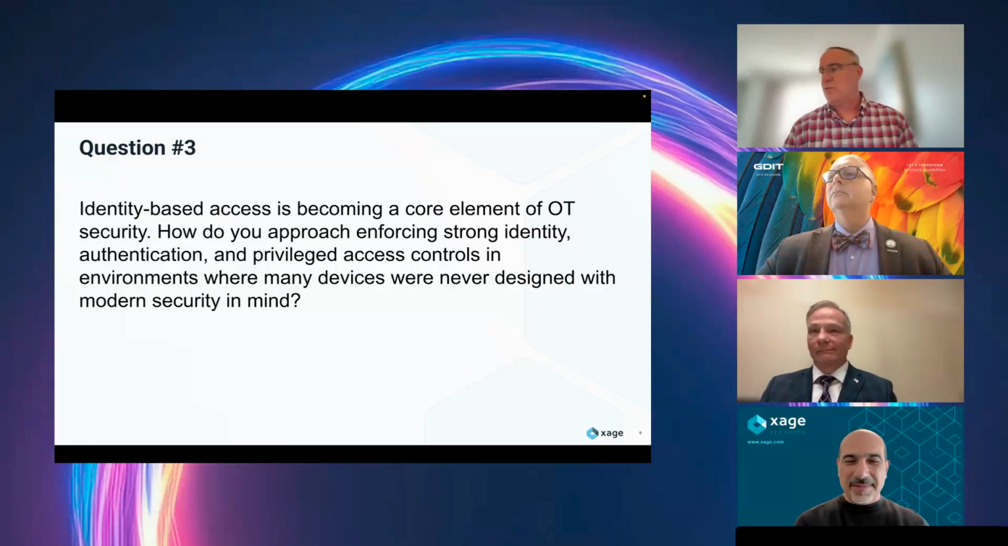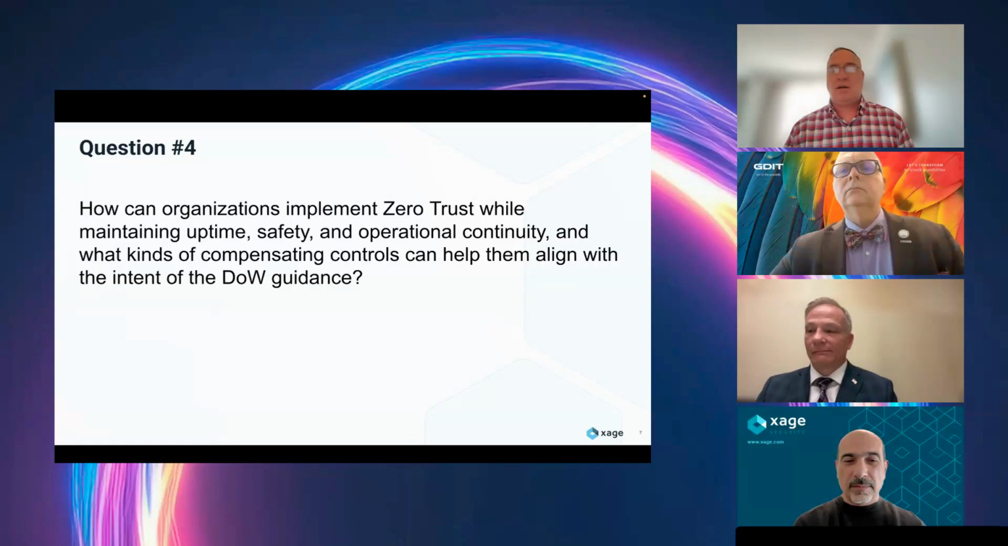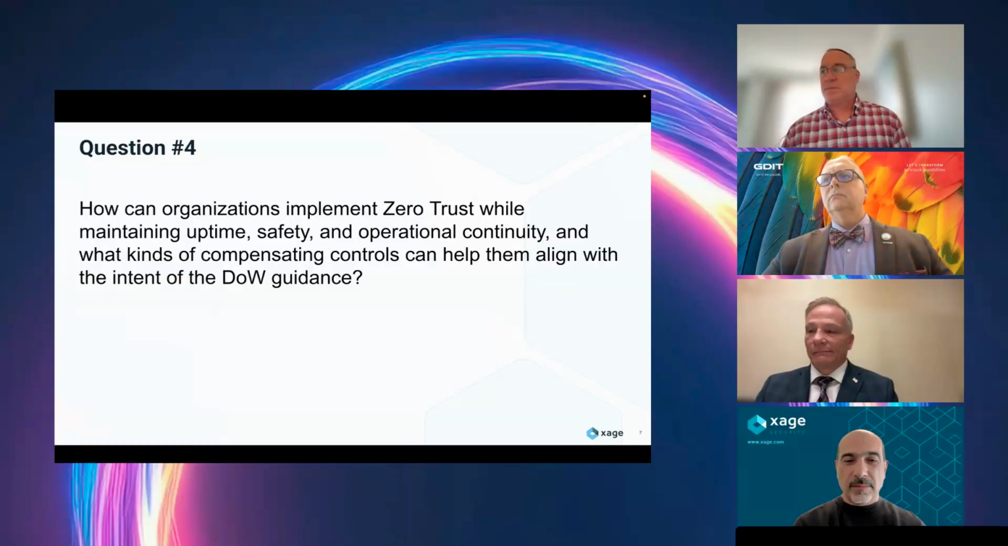All right, let's move on to the next question. And this next question is for you, Daryl, on the primary side. How can organizations implement zero trust while maintaining uptime, safety, and operational continuity, and what kinds of compensating controls can help them align with the intent of Department of War guidance?